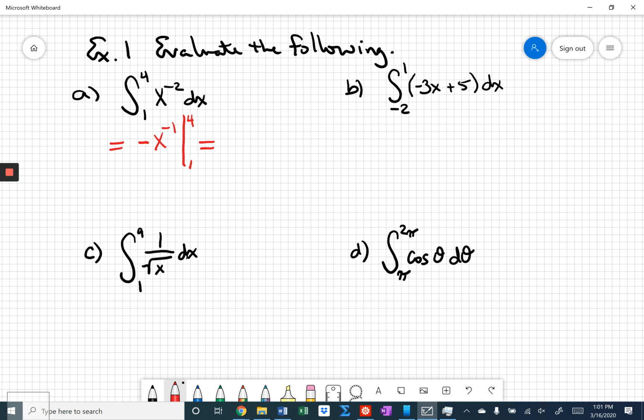Now remember, with the negative exponent here, that means it's in the denominator. So when I plug in 4, it's really negative 1/4, minus, and if I plug in 1, it's negative 1/1, so negative 1, like this. And so this works out to be 3/4.